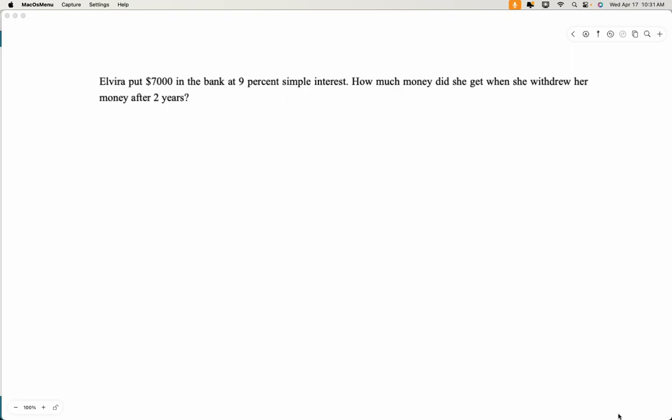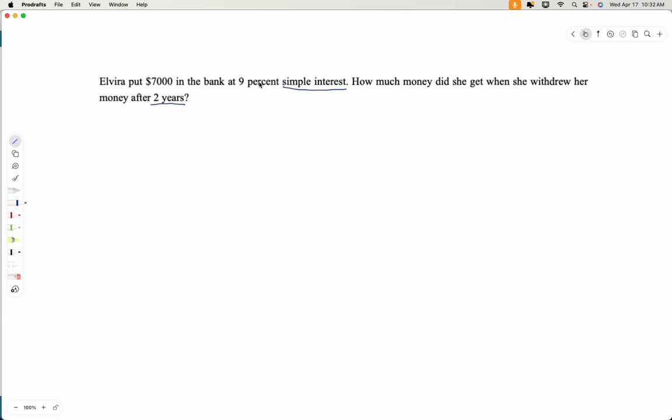So here's the first problem. This is a simple interest problem, right? Simple interest. So that means that we're just going to find the percentage of 7,000, the 9% interest on 7,000, and we're going to add it back to 7,000 twice because it is 2 years. Okay, so we get interest on our money every year at this rate. So we just do it for the time that it tells us to do it.